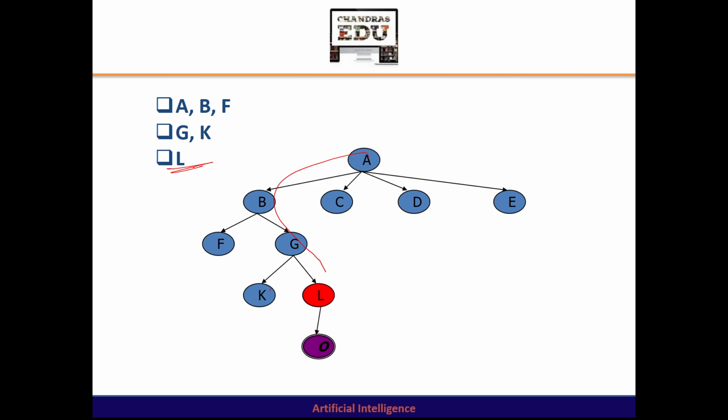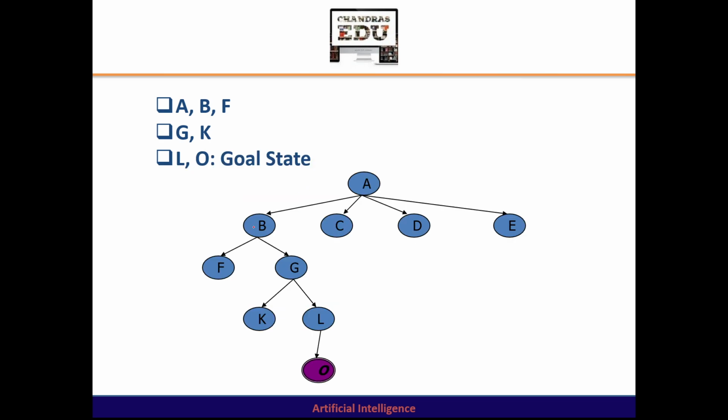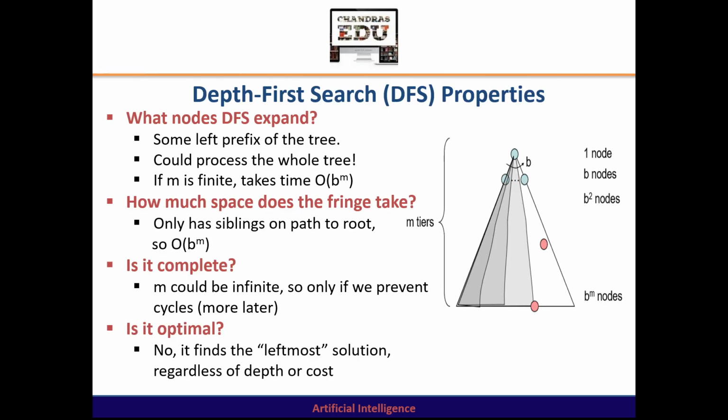So we are writing another row, L. After reaching L, it will be moving on until it reaches the goal state, that is O. The goal state O. So this is how we explore the paths using the depth first search technique. And we'll now see the properties of DFS, that is depth first search.